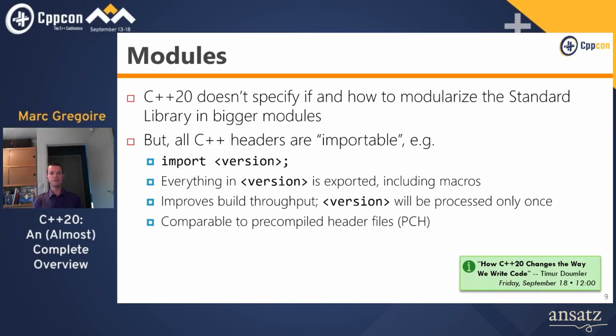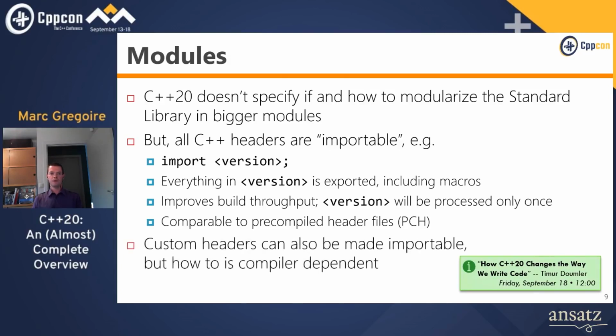And just by doing this, instead of writing #include version, you write import version, you will improve your build throughput, because now this version module will only be processed once. So you can think of this as some kind of compiler-independent precompiled header file feature. On Friday, there is a session by Timur that goes a little bit deeper on this feature. And as I explained with the C++ headers, they are importable. It's also possible to make your own headers importable, but how to do that is compiler dependent. So please check your compiler documentation to find out how to do that.